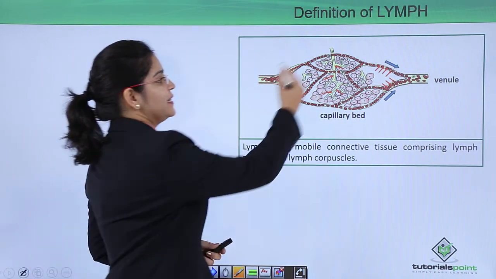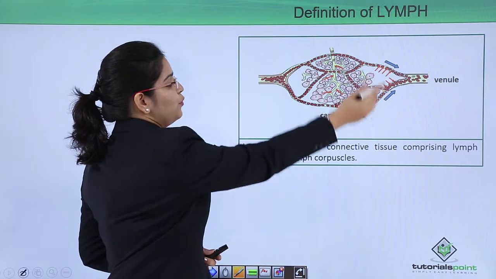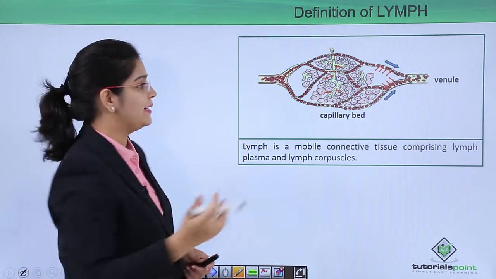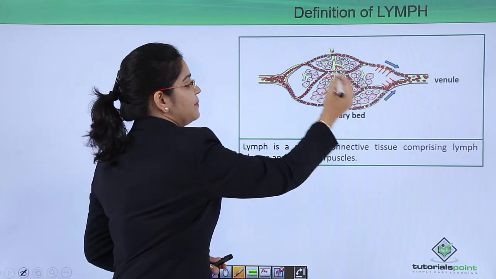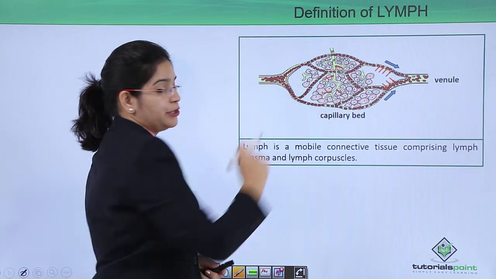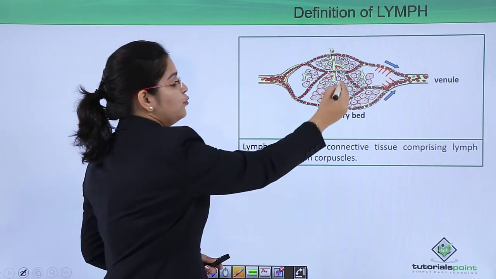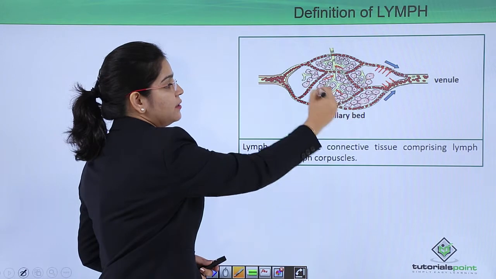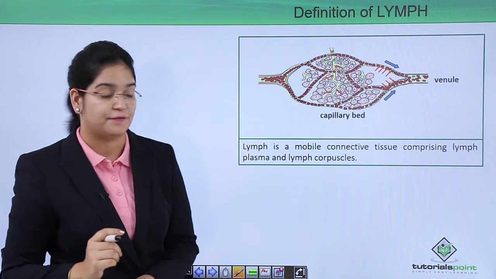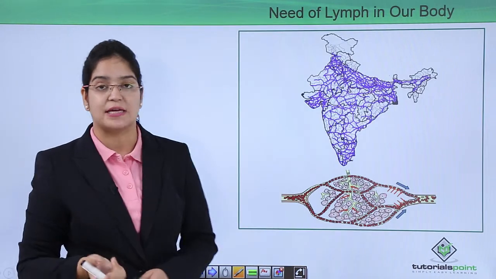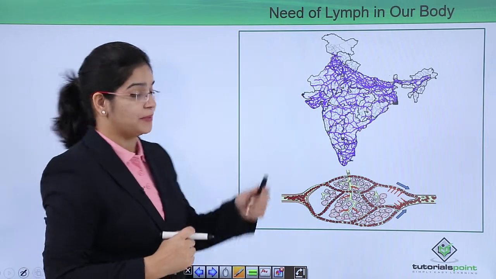If you will see this picture, this is the tissue bed, or we can say capillary bed. These are the capillaries present around the tissue. So the fluid which is present between the capillary is called as lymph. To learn more about this concept, first of all have an example.